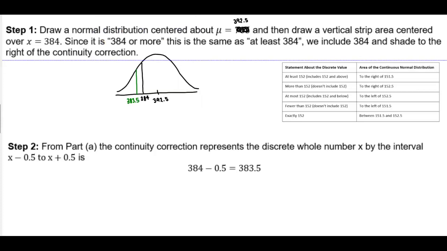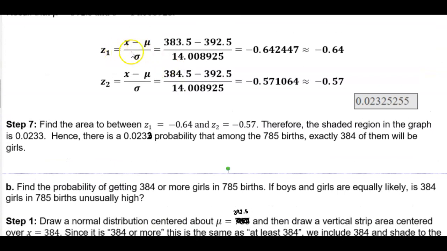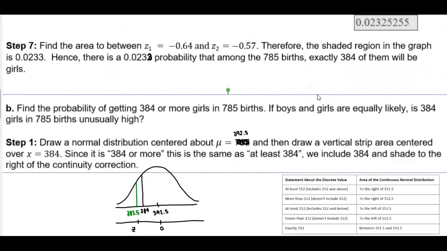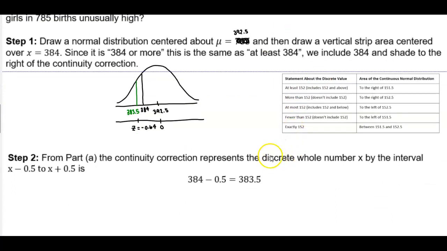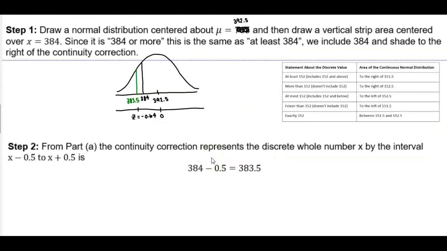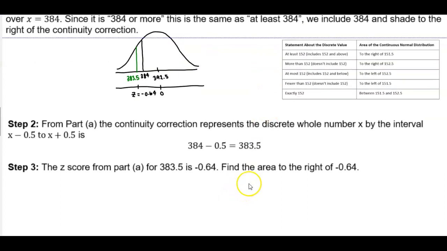And so therefore, if we take a look at the z-scale, we know that this is 0. Now we've already found that z-score, which was z-score 1, up in part A, and that was negative 0.64. Okay, and then because it's saying 'or more,' meaning at least, that means we need to shade and find the area to the right of that value. So let's go ahead and shade to the right.